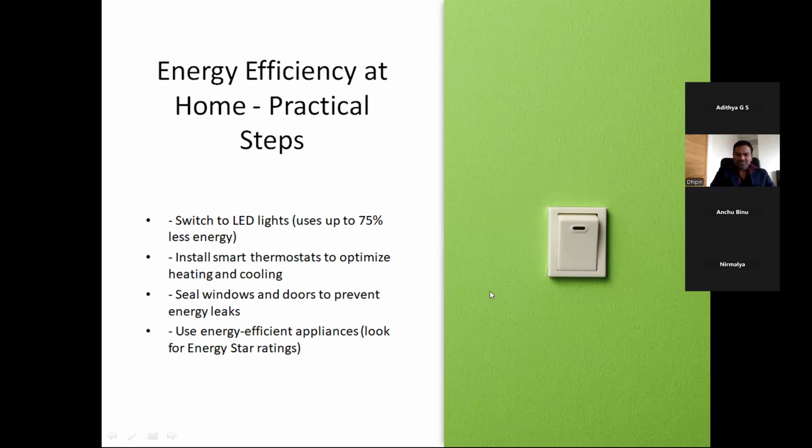Yeah, as we have discussed, switch to LED lights, and we have covered thermostats. How do we control through windows and doors, and look for energy ratings. Please move on to the next slide.